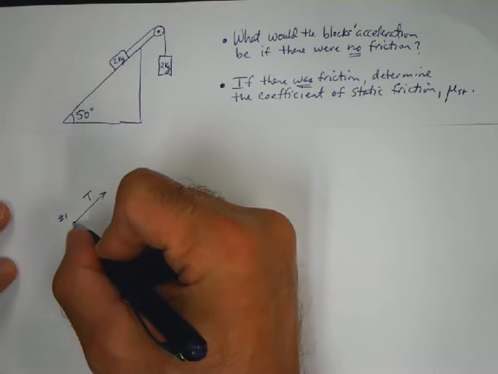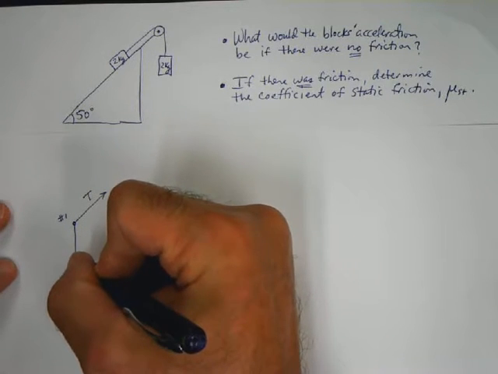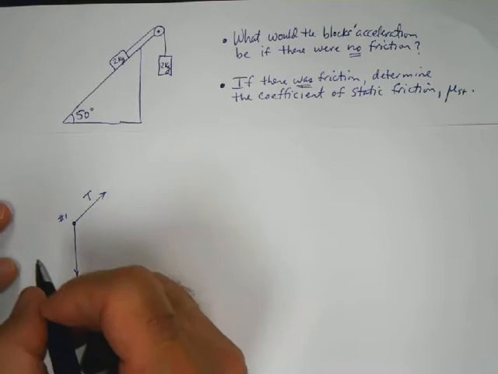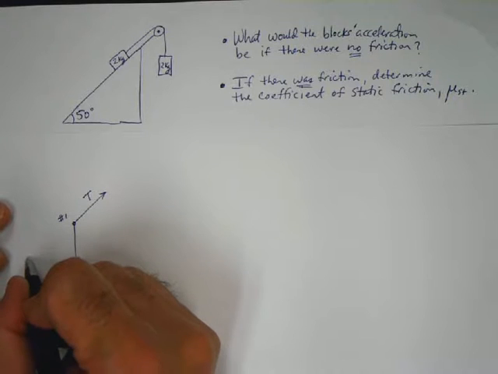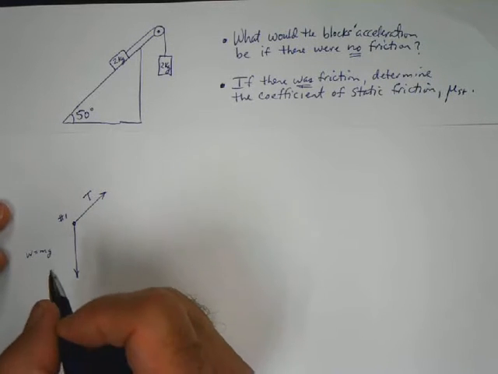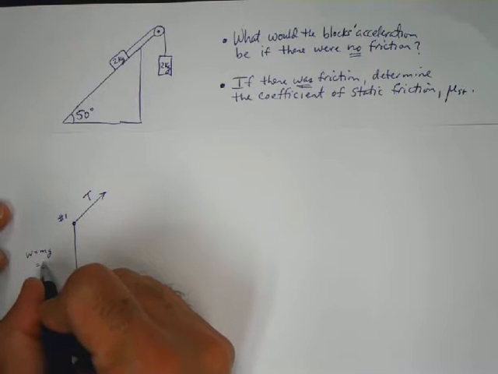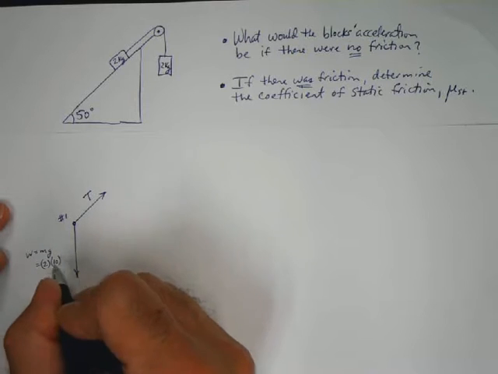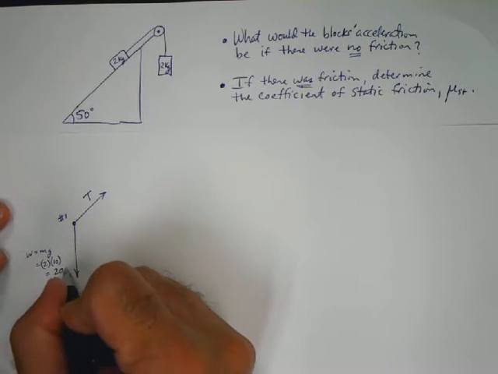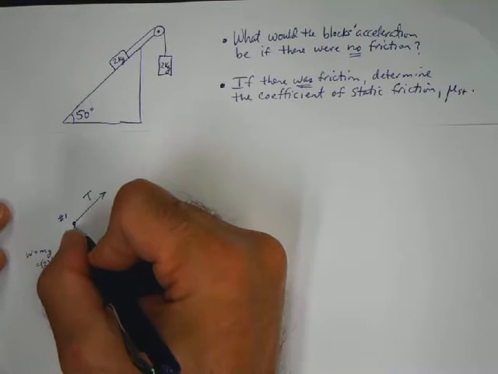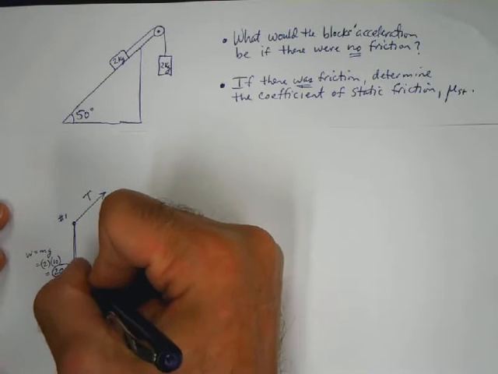Well, we have the block's weight, and that would be, remember, weight is equal to mass times gravity, right? According to Newton's second law. So if the mass is 2 kilograms and the acceleration of gravity is approximately 9.8, but I'll just round off to 10, we get approximately 20 newtons of weight. So that's what this weight vector is right here.